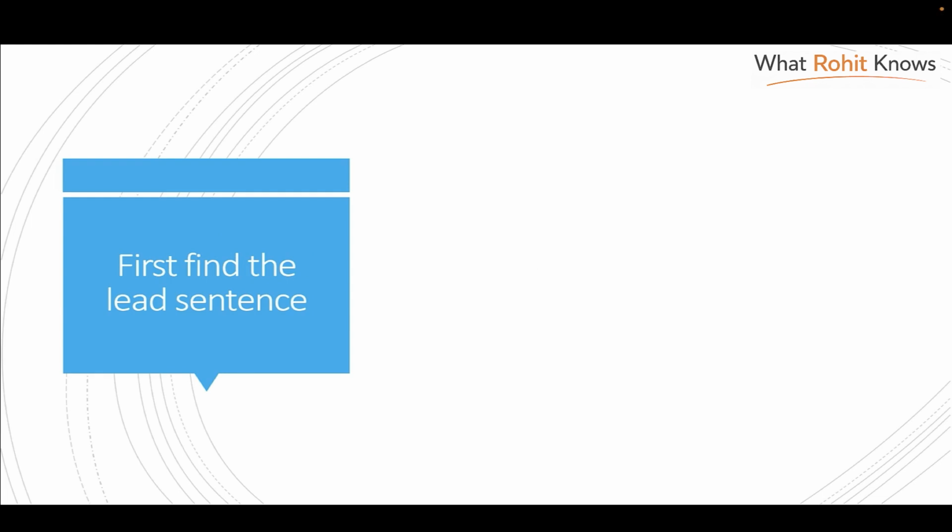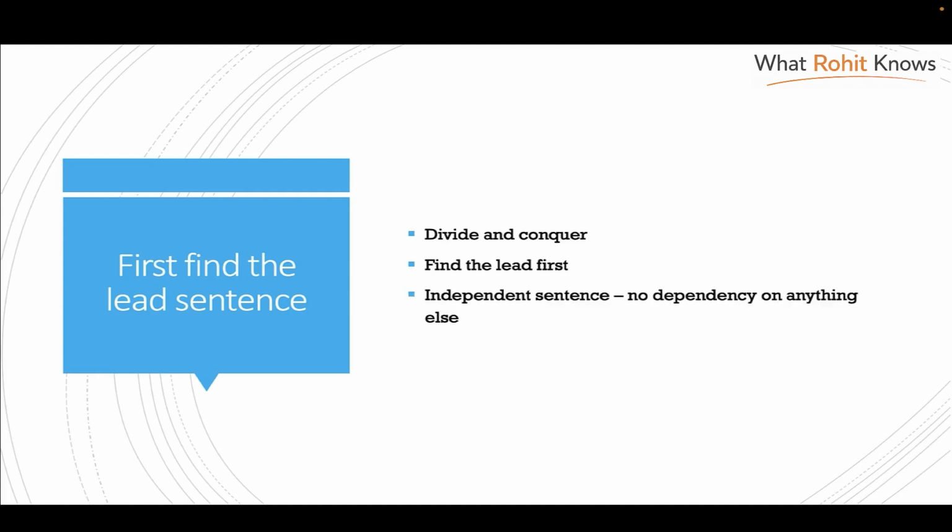The next one, first find the lead sentence, and this is important in reorder sentences, reorder paragraphs. Find the lead sentence. It's also the simplest because it stands on its own. So if you can find that, then you focus on arranging in pairs. So basically divide and conquer. Find the lead first, which is an independent sentence. It should not have any dependency on anything else. Once you have found that, it will become easier to find the next sentence. And then you can focus on arranging the pairs in the correct order.